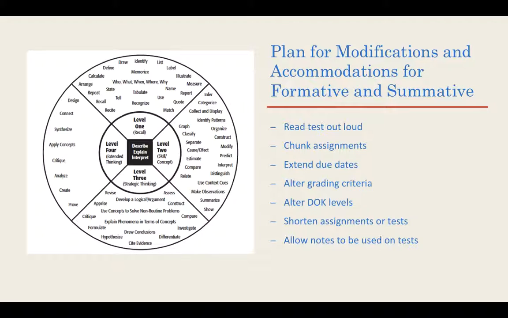My plan for modifications and accommodations for formative and summative would be to change it to a read aloud test, to maybe chunk some assignments, so not have them turn in all of the research paper at once, but say the introduction and have that due at a certain date, and then the next 2 paragraphs at a certain date, to extend due dates, to alter grading criteria, to alter the DOK levels, to shorten assignments or tests, and allow notes to be used on tests.